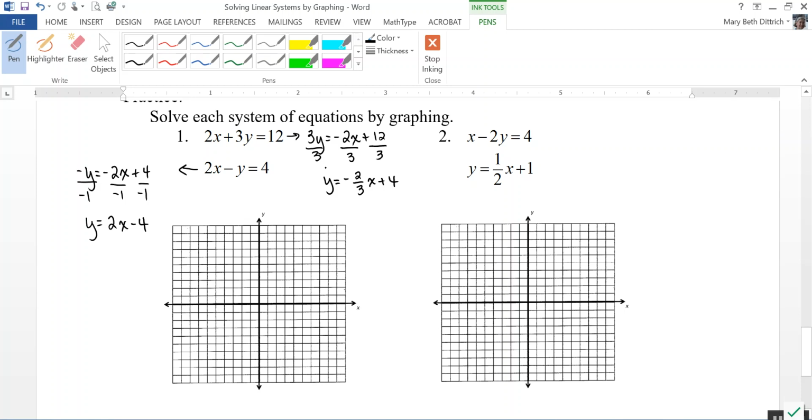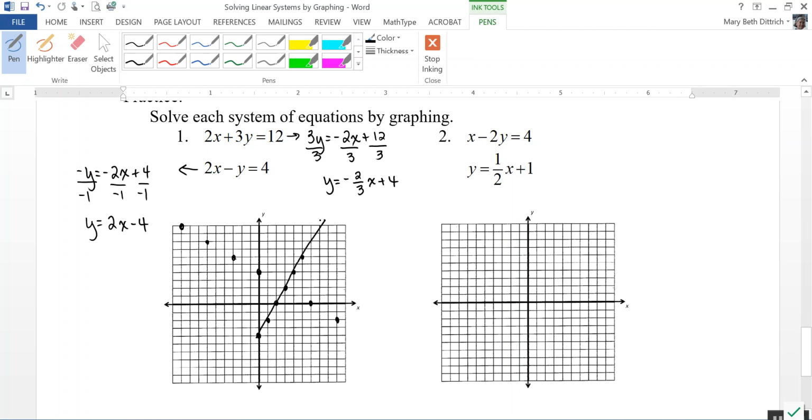So let's go ahead and graph this one first. So I'll start with a positive 4, and my slope is negative 2/3, which is down 2 and right 3. And I'll just go ahead and do a whole bunch of points here, or up 2 and left 3. Okay, and my second line is y equals 2x minus 4. Starts at a negative 4 and has a slope of 2, which is up 2 and right 1. And this is looking good. Oh, there we go. There's the point right there. So I'll do another 1 or 2 for good measure.